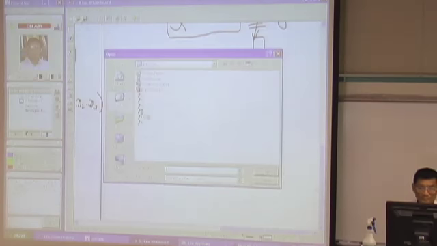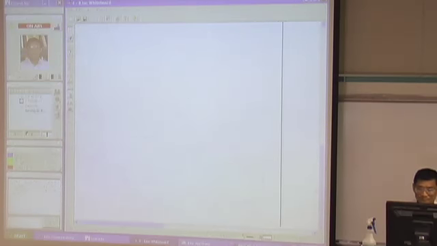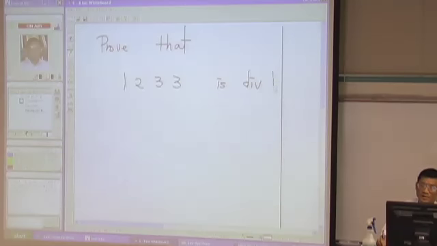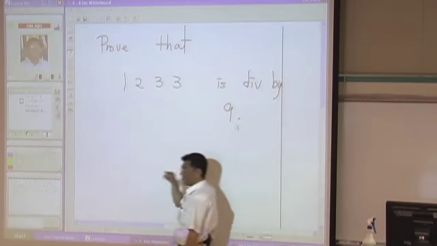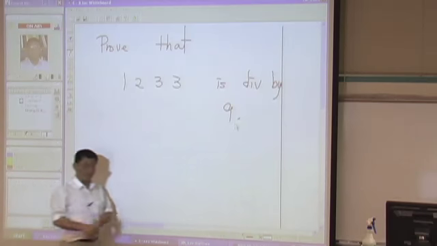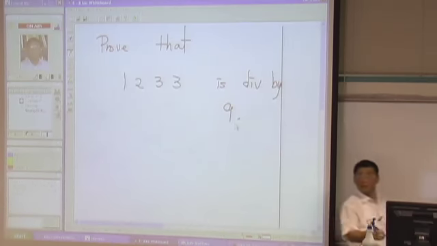So this thing: prove that 1, 2, 3 is divisible by 9. Of course, when the number is short, you may really do the long division. But on the exam, you may have a longer one. Then what should you do?